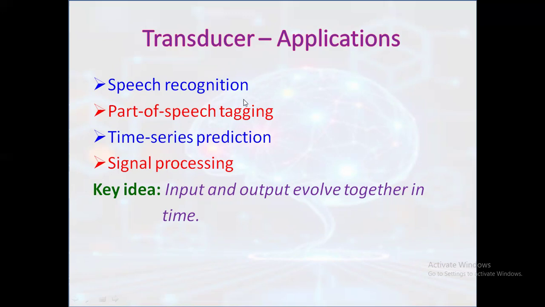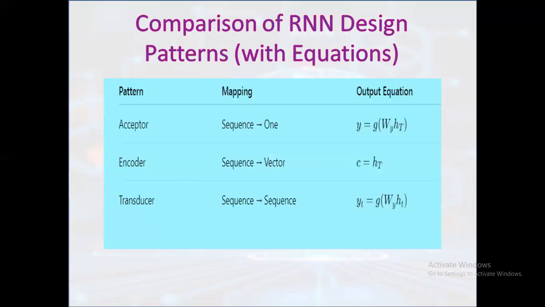The real world applications are speech recognition, part of speech tagging, and time series predictions. Coming to the comparisons, here the acceptor uses sequence to one, and it is given by the output equation g of Wi into hi. The acceptor uses the final hidden state for a single output. The encoder produces a fixed length context vector, and the transducer generates the output at every time step, sequence to sequence. Their equations clearly reflect these structural differences.